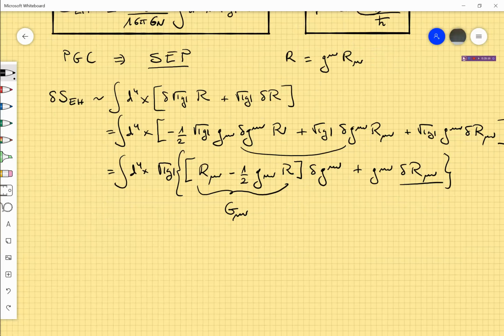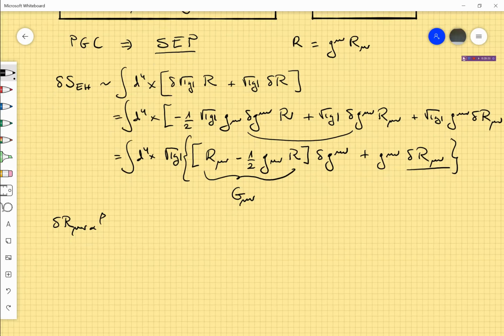But before I compute delta R mu nu, I will just compute delta of R mu alpha beta, so the full Riemann tensor, because I'm going to derive an identity which is very useful, and the only difference between the variation of the Ricci tensor and the Riemann tensor is that now I will have to identify two indices, so I can derive one from the other very easily.